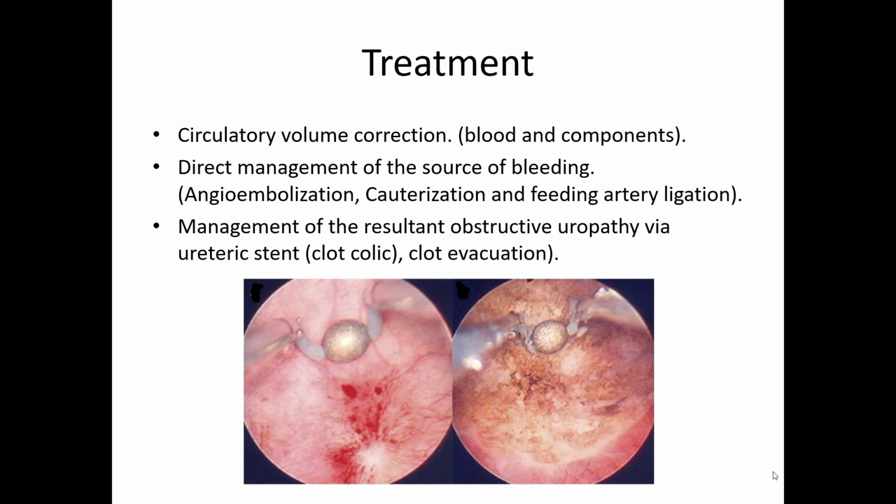Sometimes you have a lot of clot in the ureter. It will cause severe pain. It's called hematuria. We put a stent, relieve the obstruction, and then you treat the patient.